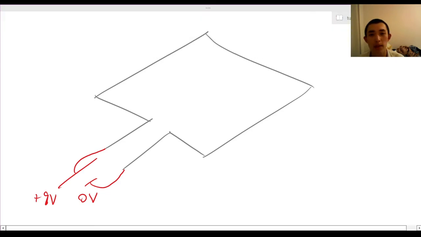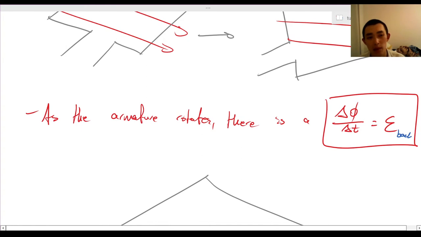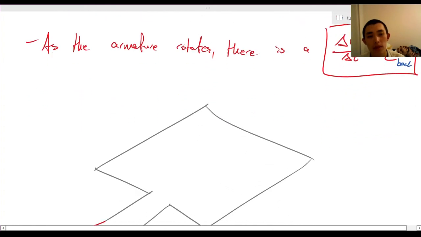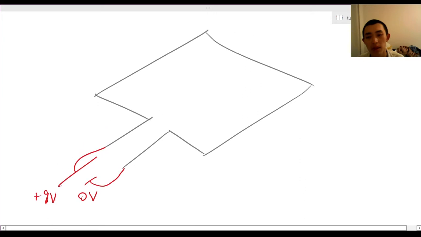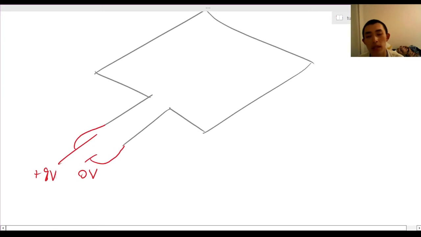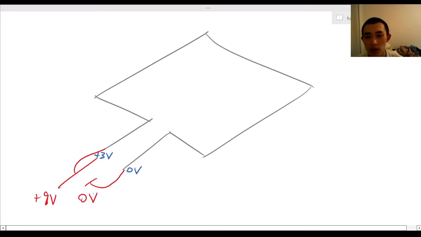And then we're going to have the back EMF. Now the back EMF, I'm going to draw in blue. The back EMF is going to oppose the supply EMF. So it's not going to be like this, because like this, now there'd be 9 plus 3, 12 volts. That's no good, because that would mean that now the voltage is even bigger, right?